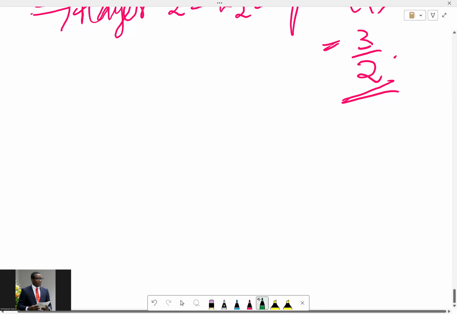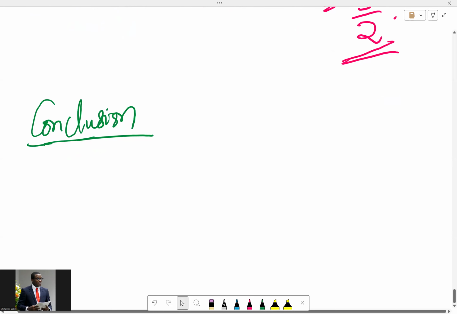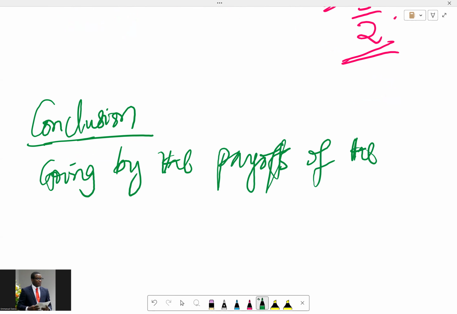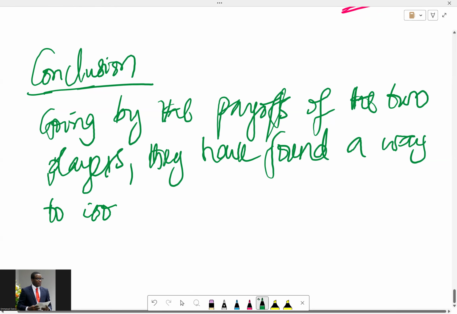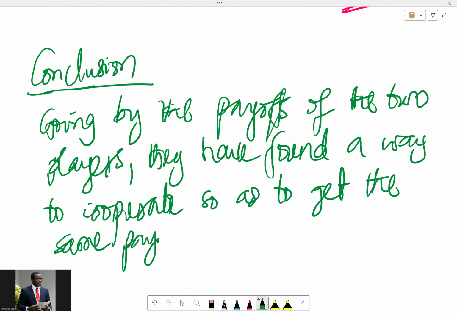So conclusion. The two players, going by the payoffs of the two players, they have found a way to cooperate so as to get the same payoff, something like this.